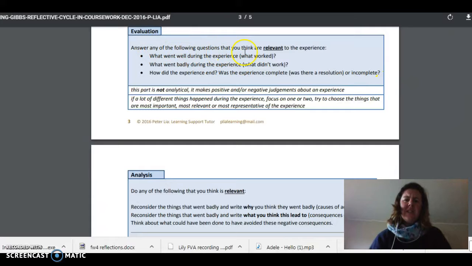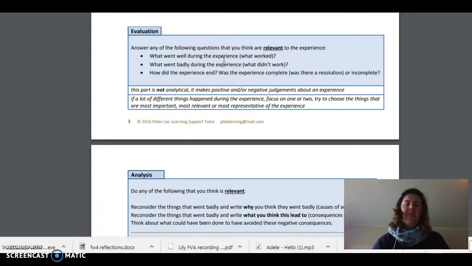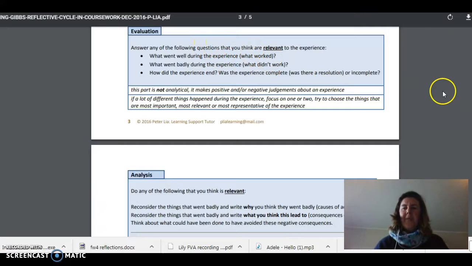So for the evaluation, this is where I'm actually looking at what worked and what didn't work. It's not analytical, it's still a description. I think sometimes this is where people get a little bit stuck because they jump straight to the analysis here, but you're still just focusing on one or two things: what went well, what didn't go well.